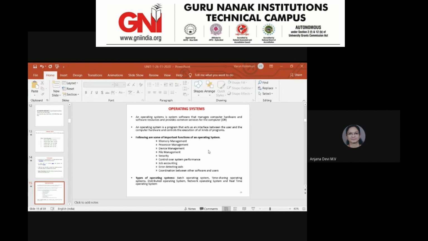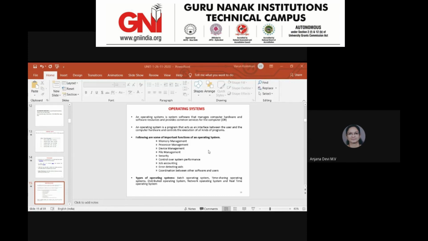See some functions of an operating system. Let us see what the functions of the operating system are. Memory management, processor management, device management, file management, security, control over system performance, job accounting, error detecting aids, coordination between other software and users. These are some important functions of the operating system.